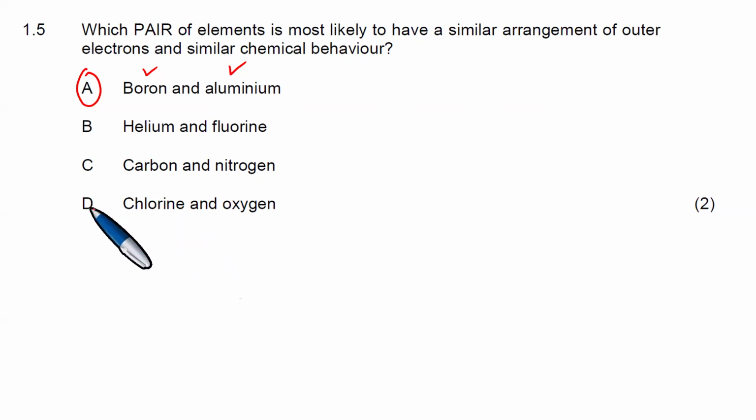They cannot have the same chemical behavior because chlorine is a halogen. Chlorine, fluorine, bromine, all those are halogens. So B and D can't be, because oxygen is not a halogen. Carbon and nitrogen are out, and therefore those with a similar chemical behavior will have to be boron and aluminium. Next point.